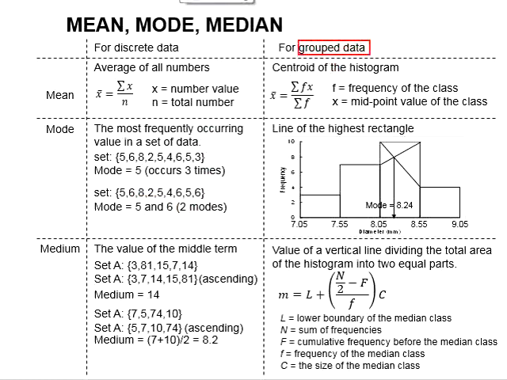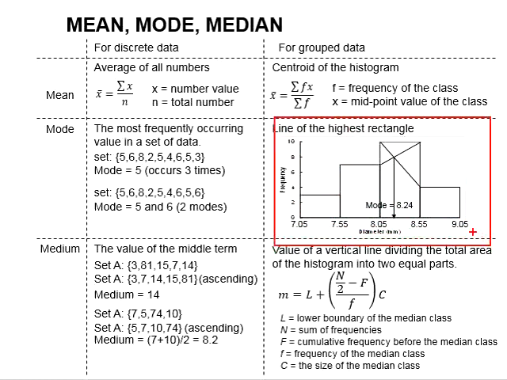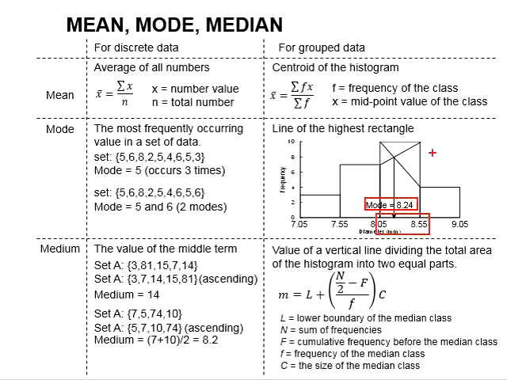As for the group data here, the mode can be determined from the histogram. First, you need to find the highest histogram bar here. Draw a cross line from the corners to the corners of the adjacent rectangular bars. The intersection here will represent the mode. The value for the mode will be the interpolation of the upper and lower boundaries. Next, we look into the median.